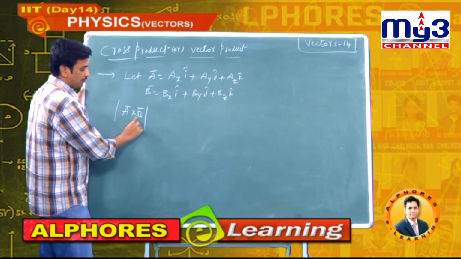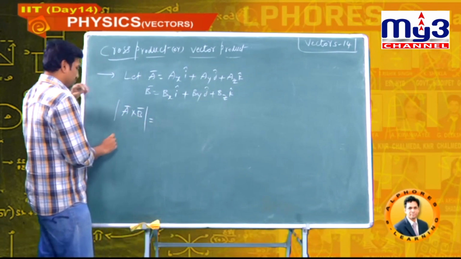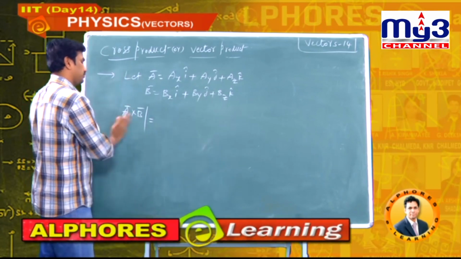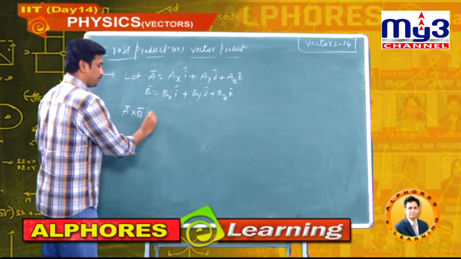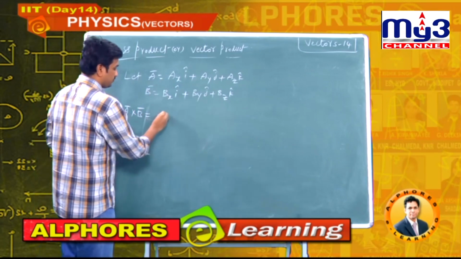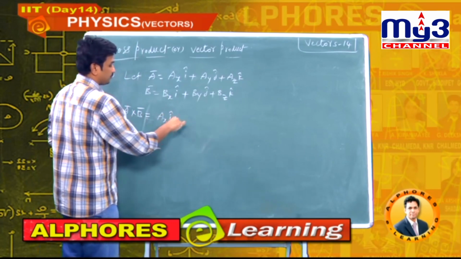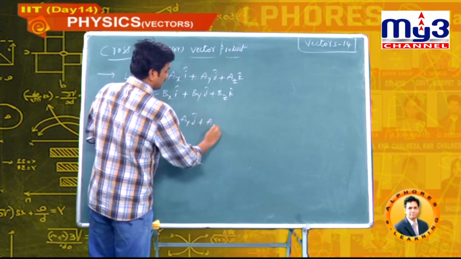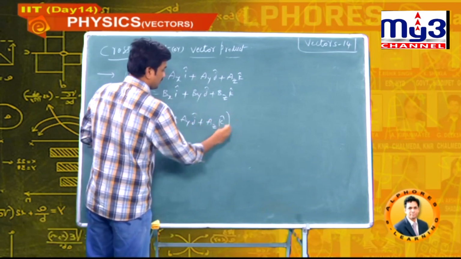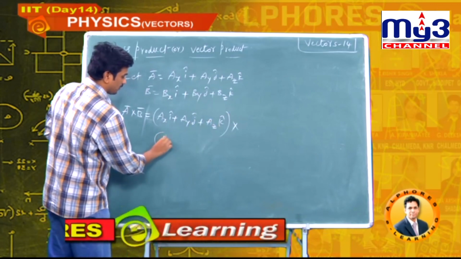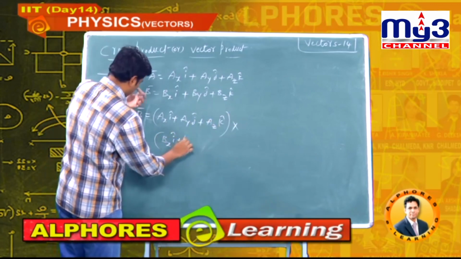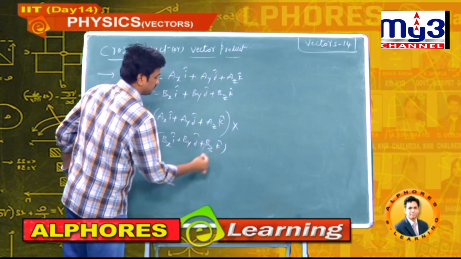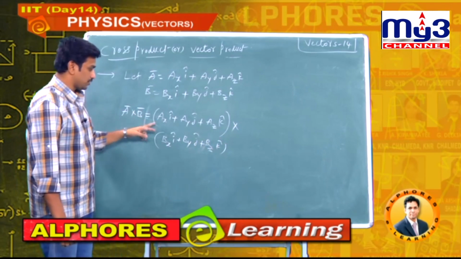A bar cross B bar, value how much? How to calculate A cross B, not magnitude, A cross B. A value: AX i cap, AY j cap, AZ k cap, cross, BX i cap, BY j cap, BZ k cap. Here we should cross product these two.